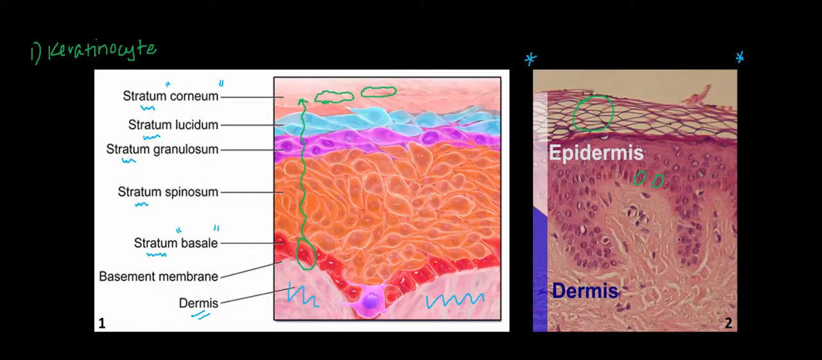The second cell type that we're interested in is the pigment-producing cell called the melanocyte. And melanocytes are typically located at the dermal-epidermal junction, which is just a fancy way of saying in between the dermis and the epidermis.